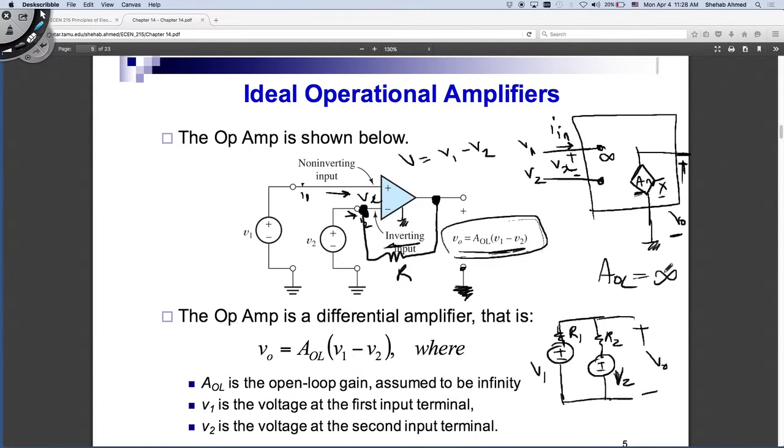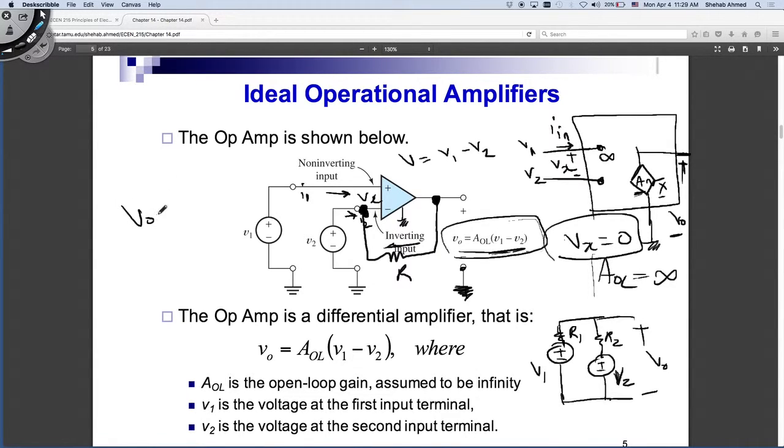If Vx is 0, then my V output is no longer equal to the open loop gain times the differential voltage, because the differential voltage is equal to what? Differential voltage Vx, I made it equal to 0, right? I will choose R1 and R2, and I will choose V2, such that I tune the output to be 0, for example, right? If I do that, then my Vx is 0.